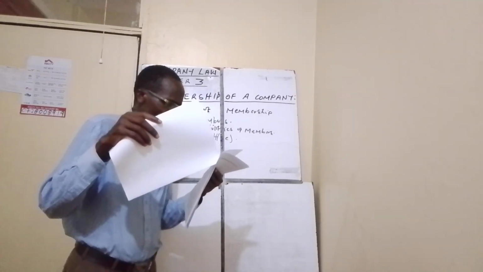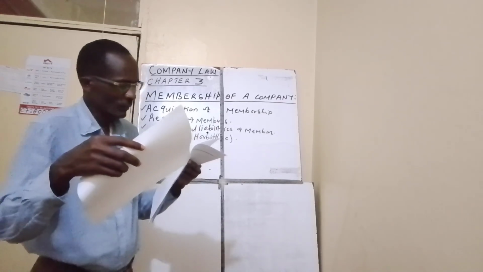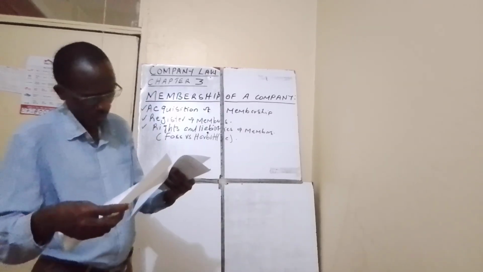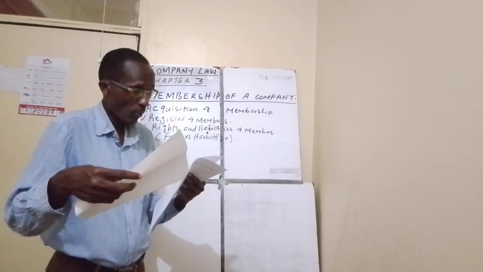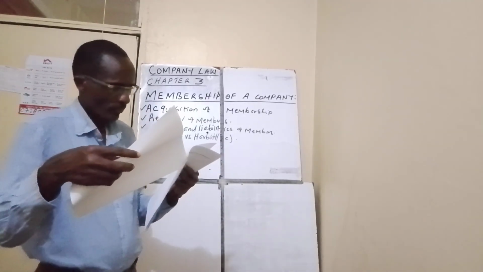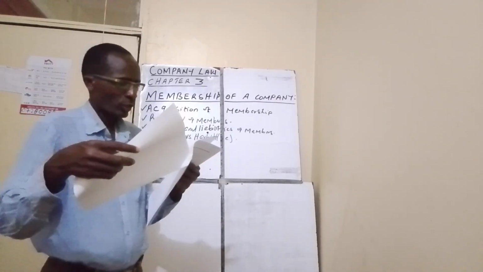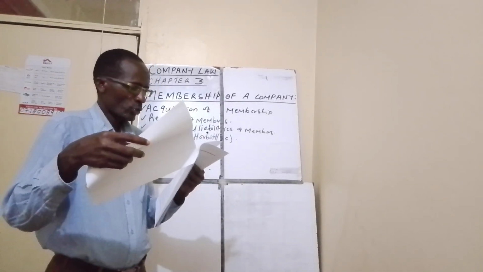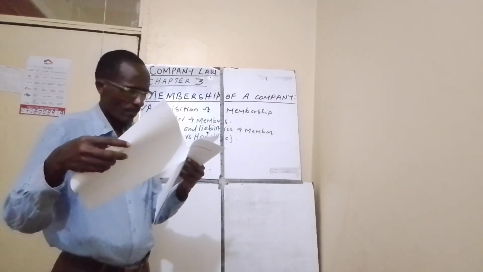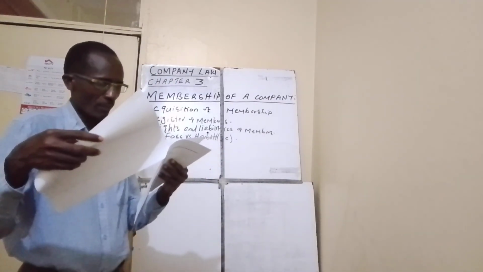Number 6, investigation of an inspector or inspectors. Under Section 165, subsection 1 of the Act, the High Court may appoint one or more competent inspectors to investigate the affairs of a company upon application by the members. The application may be made by: one, not less than 200 members; number 2, holders of not less than 1/10 of the issued shares; number 3, not less than 1/5 of the number of members in the register.